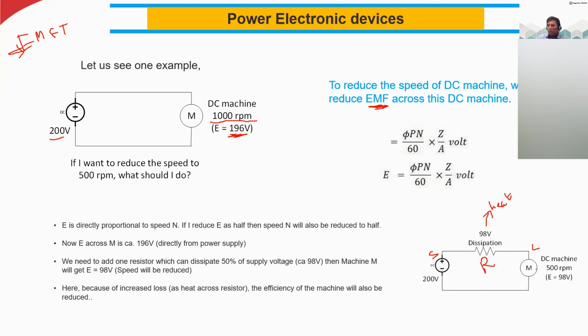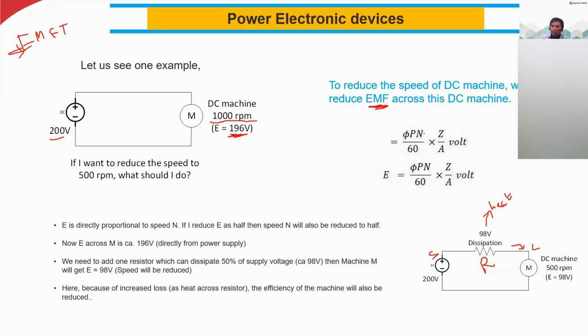And here we have the load. Then I have only 98 volt coming here, and of course the current comes and creates the EMF accordingly. Then the DC machine will automatically slow down to 500 RPM. But you should know this is not really an efficient method, adding an external resistor to control the speed of the machine. To reduce the speed of the machine, we need to reduce the EMF.